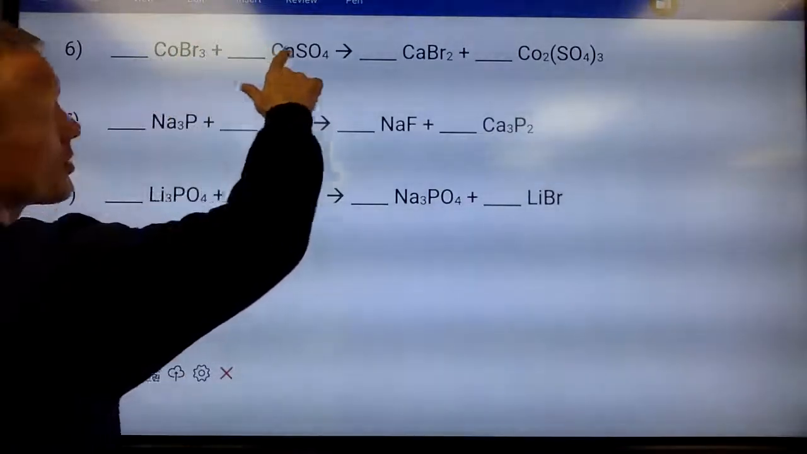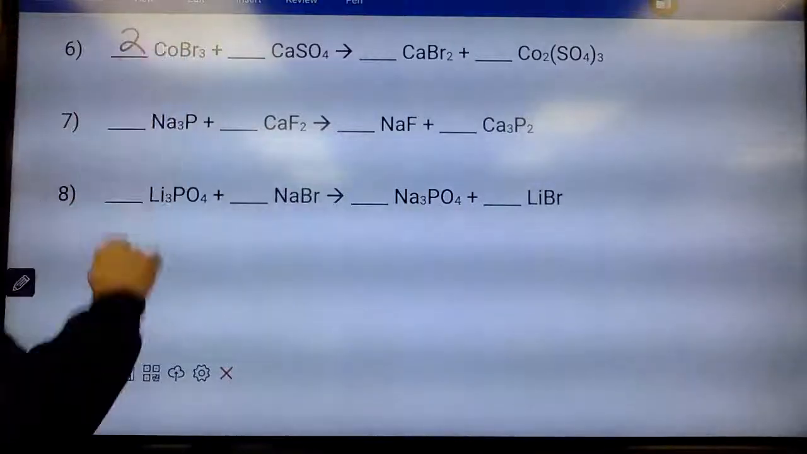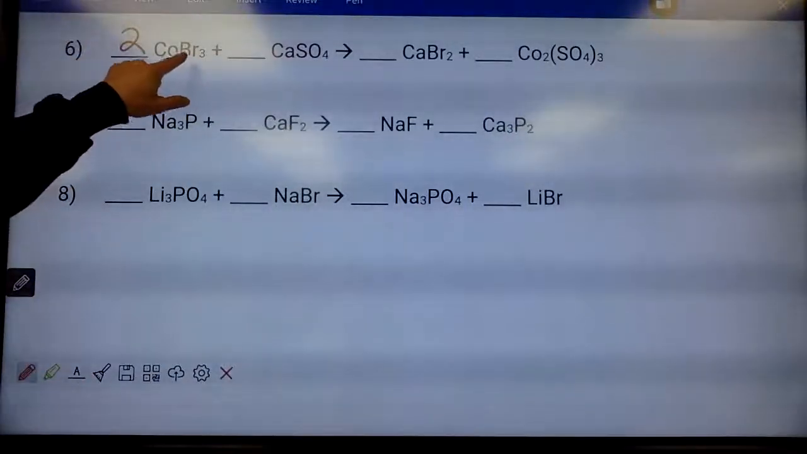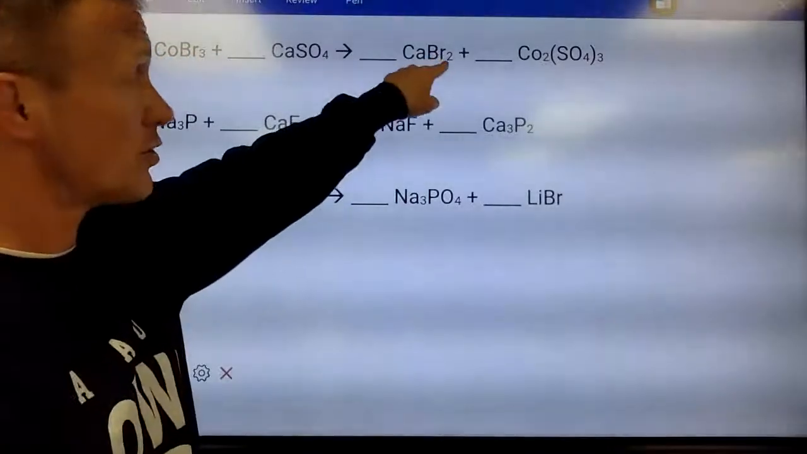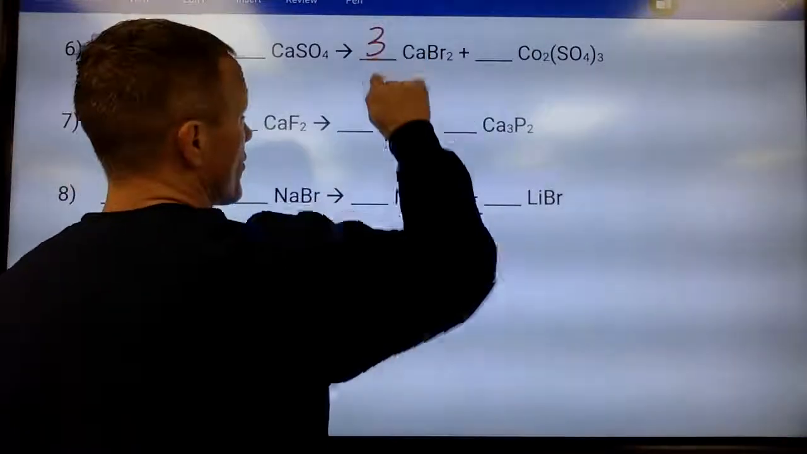You got 1 cobalt and 2 cobalts over there. So I'm going to double this to get myself to 2 cobalts. Look what that does to my bromines. There were 3 of them. We just doubled it. So there's now 6 bromines. And over here, there's only 2. So to get that to 6, I'm going to need to triple this. So 3 out in front of there.